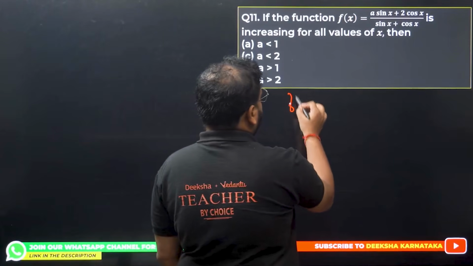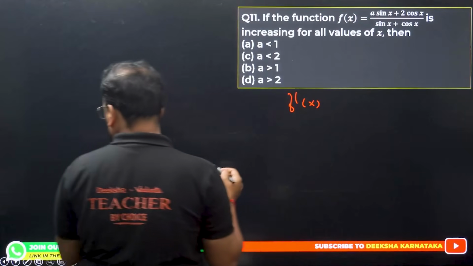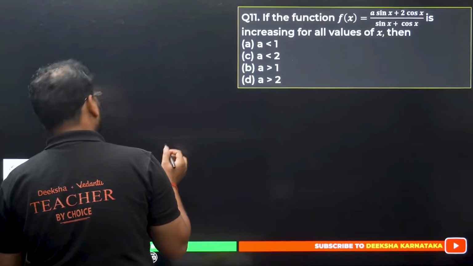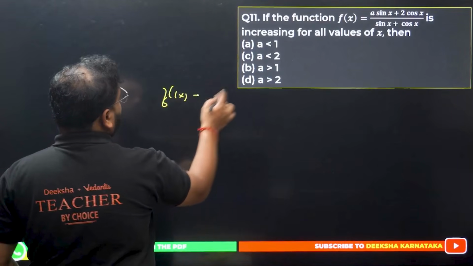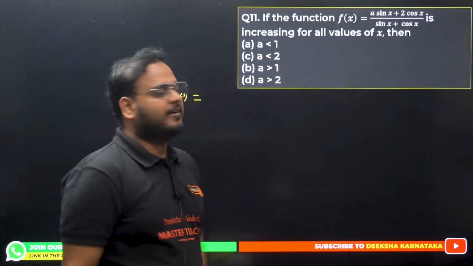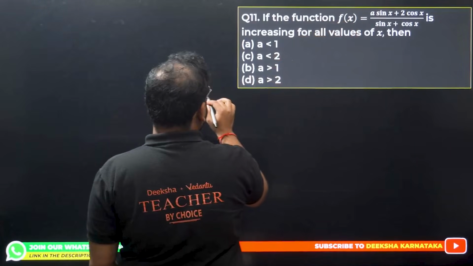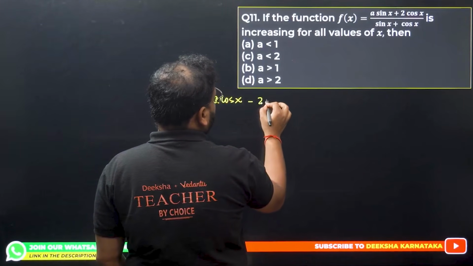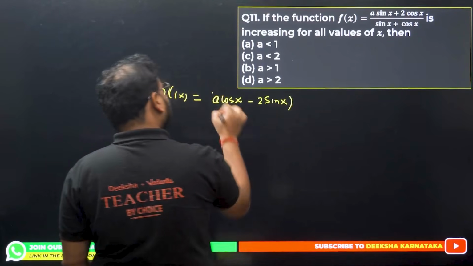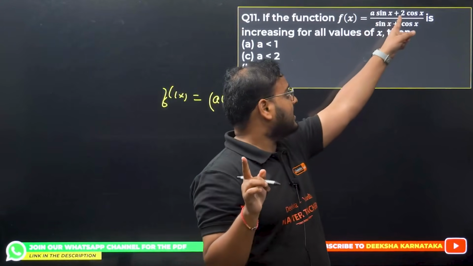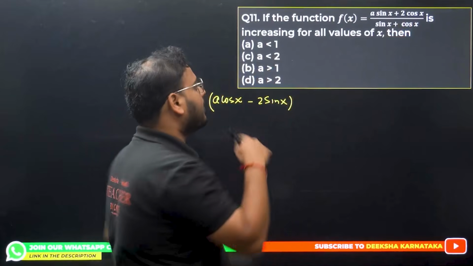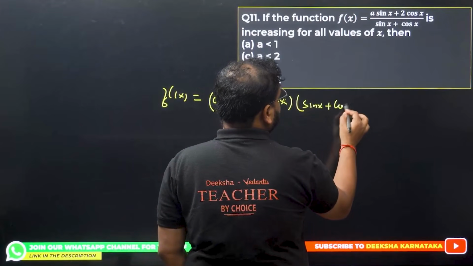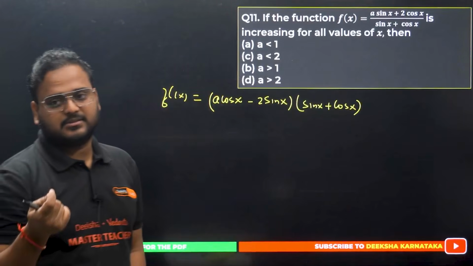The step remains the same, finding f dash of x. Okay. I'll need some space over here. Alright. Let me start. Because I have to apply what? I have to apply the quotient rule. And there are too many terms, so we have to be careful over here. We have to differentiate the numerator first. So we get here a cos x minus 2 sin x. That's the derivative of your numerator first. Continue, keep the denominator sin x plus cos x as it is.